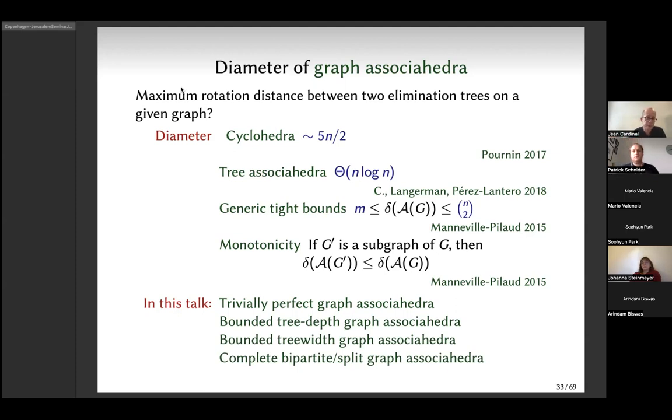It optimizes. I mean, it's an optimization over elimination trees, right? So it makes sense that you get a bound as a function of this. From this, you get a bound on the diameter of bounded tree width graph associahedra, and we managed to have in some cases exact values for the diameter of associahedra of complete bipartite or complete split graphs, which is the most recent addition to our graph.